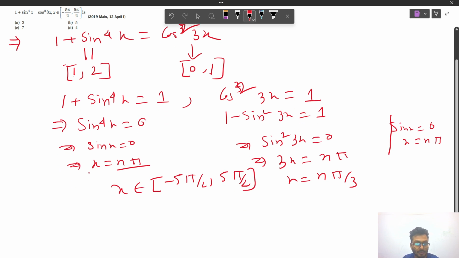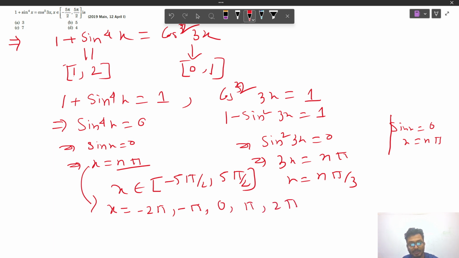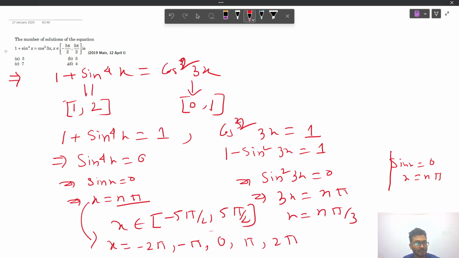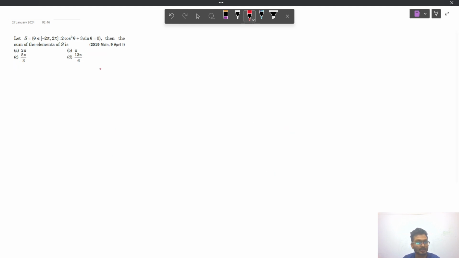So from this, what can be the values? If n is minus 3 then it will exit the region. So from minus 2 it will be okay. If we put n equals minus 2 then it will be minus 2 pi, then minus pi. If we put minus 1, then 0, it will be 0, pi, 2 pi. If we put 3 pi it will exit this region. So these 5 values are there. So what will be the number of solutions of this equation? 5.